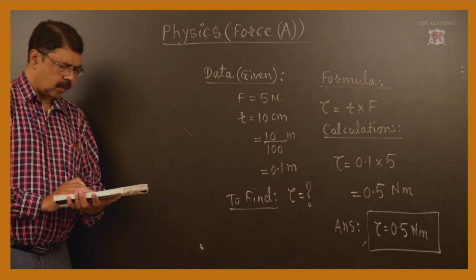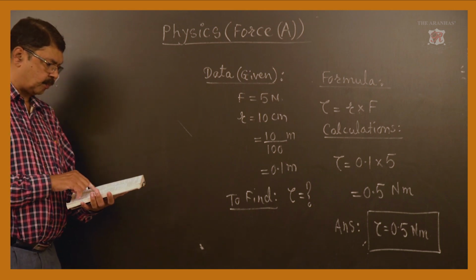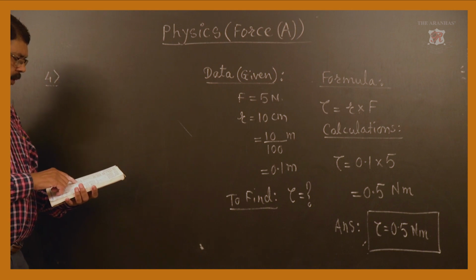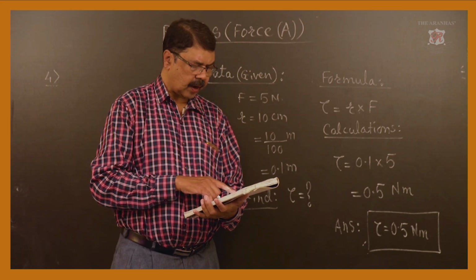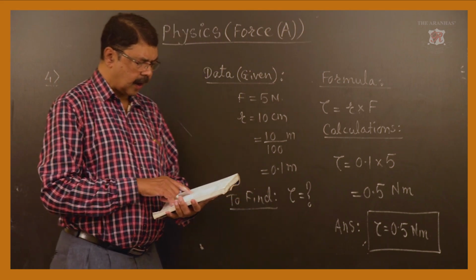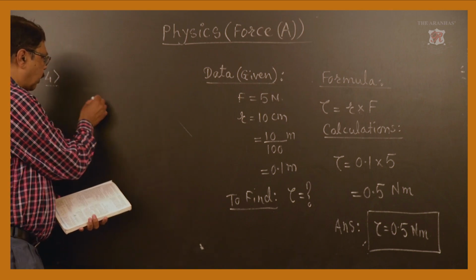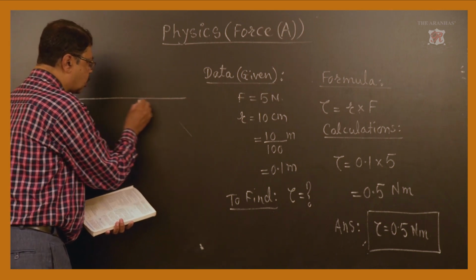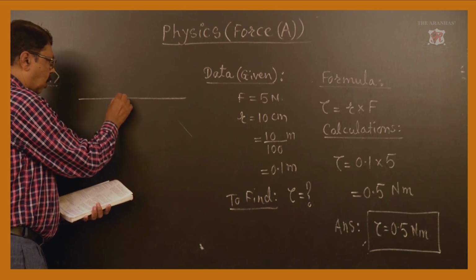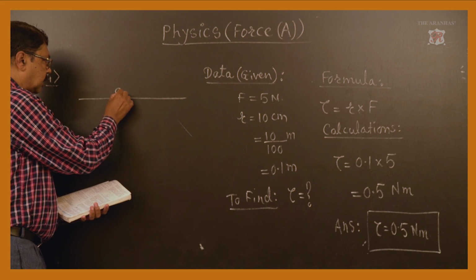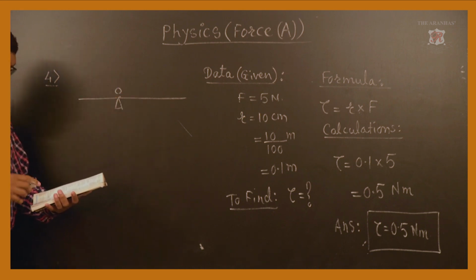So, the fourth question, the diagram. Now, here they have given the diagram. The diagram in figure 1.29 shows two forces F1 5 Newton and F2 3 Newton acting at points A and B of a rod pivoted at point O. See, this is the situation. This is point O where the rod is pivoted in the sense it is capable of rotating about this point.